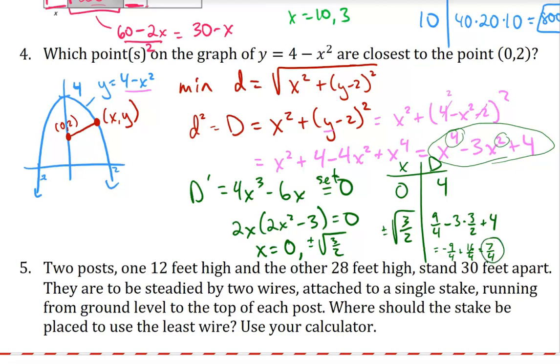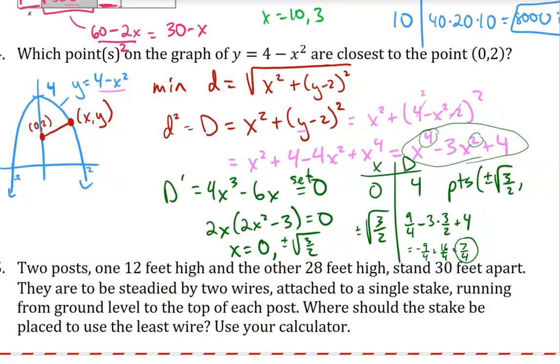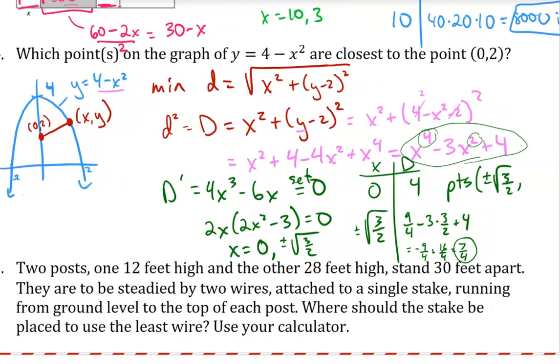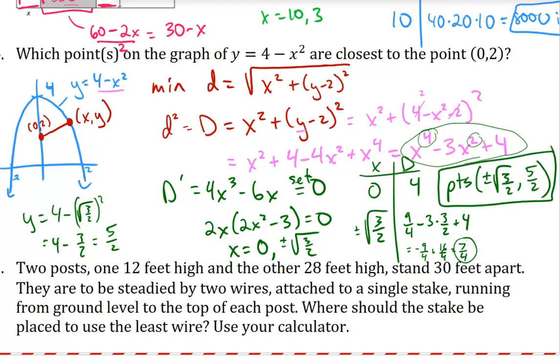Okay, so the points are at plus or minus root 3 over 2, comma, and I need to know the y values there. Let's come over here and check that. So y equals 4 minus root 3 over 2 squared. 4 minus 3/2 is 8 minus 3/2, which is 5/2. So plus or minus root 3 over 2, comma, 5/2. So these are the points that are closest.